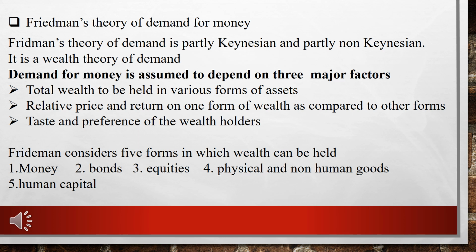Friedman considered five forms in which wealth can be held. First, money. Second, bonds. Third, equities. Fourth, physical and non-human goods. Fifth, human capital.